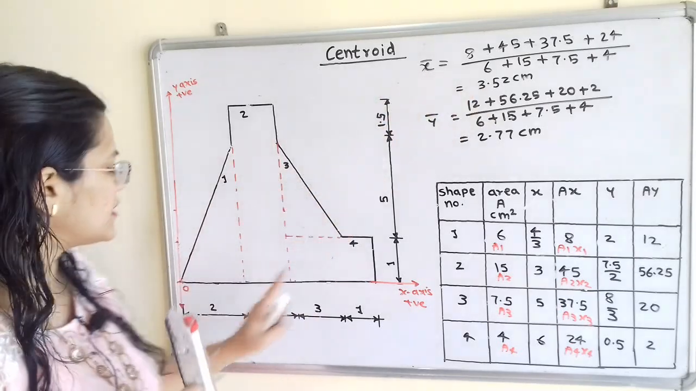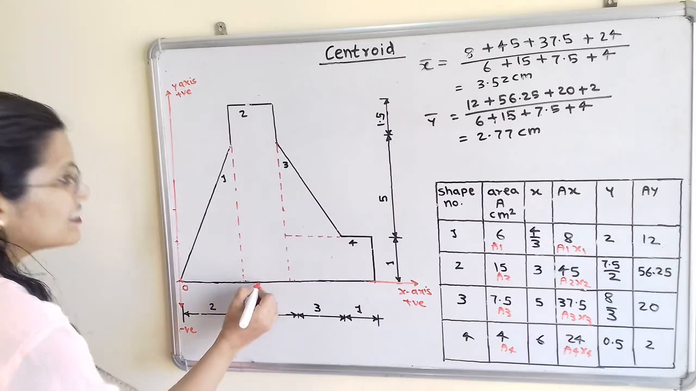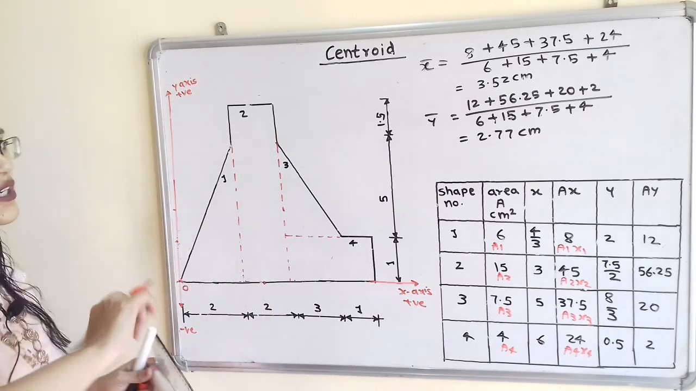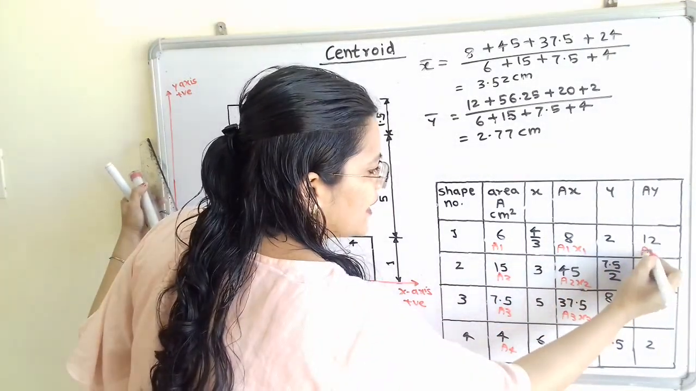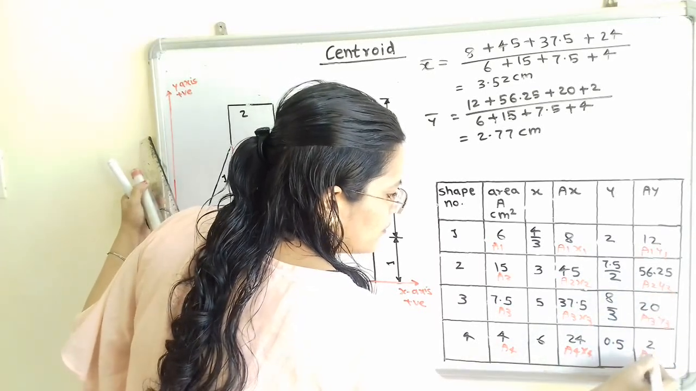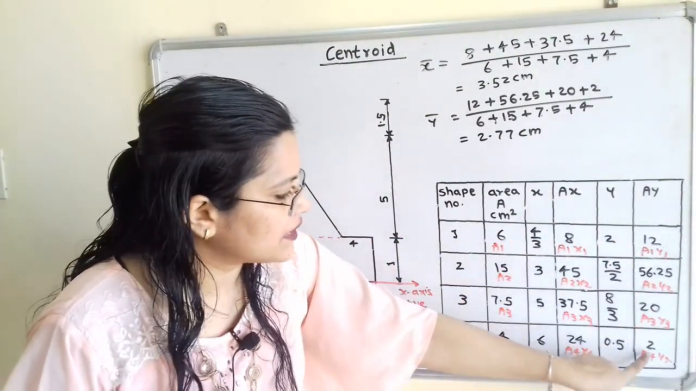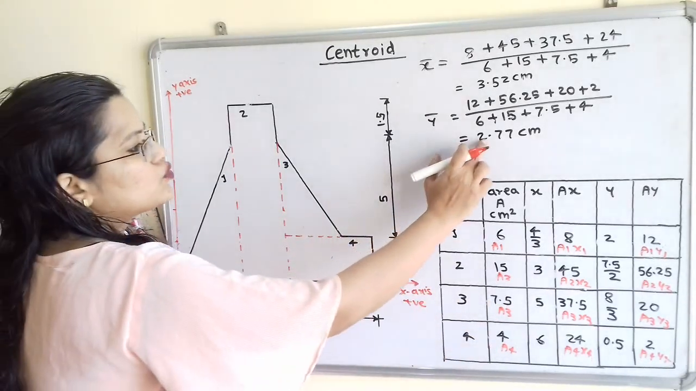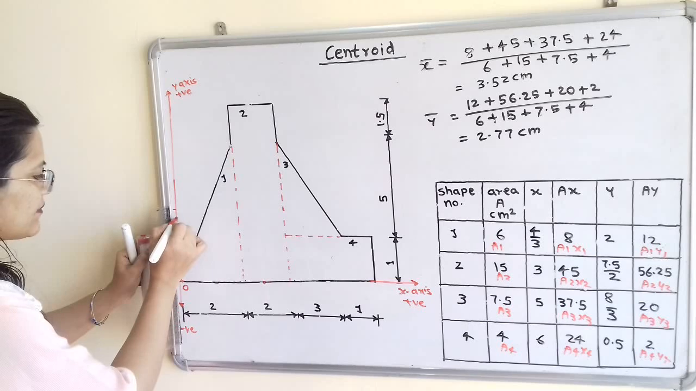So this is the horizontal distance from the origin. So we will mark one point. So this total distance is 2 and here is something 3.52. So I will make here the horizontal distance. Now we will find out y bar. So how to calculate this? So here is a1 y1, a2 y2, a3 y3 and a4 y4. So we have to add this. 12 plus 56.25 plus 20 plus 2 divided by 6 plus 15 plus 7.5 plus 4, that is equal to 2.77 centimeters. So we will mark one point. So 2.77 will be here.